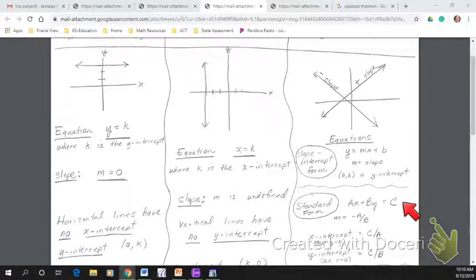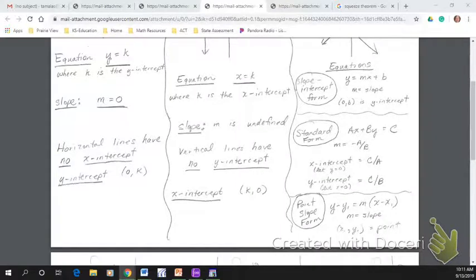All right, so then point-slope form is the last one down there at the bottom. And guess when you would use point-slope form? When you know what? Slope and a point. If you know a point and you know a slope, then you should use point-slope form. Does that make sense? Okay.